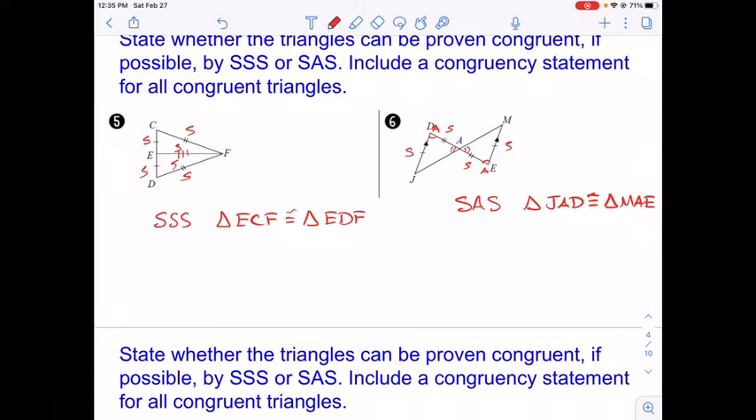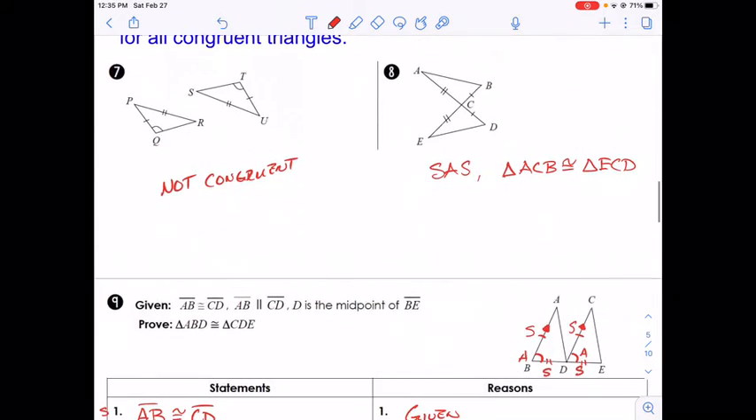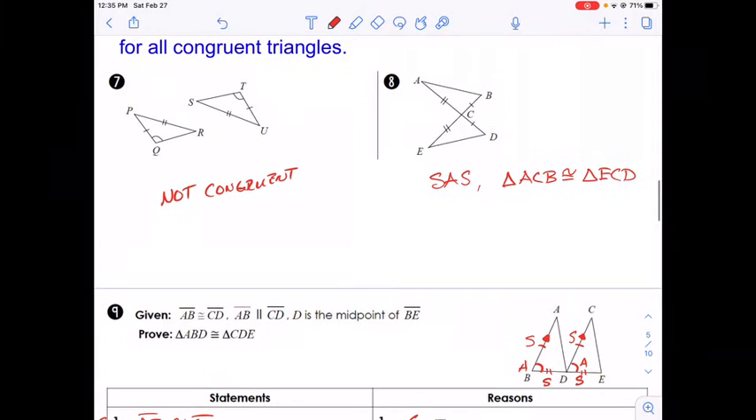So triangle JAD is congruent to triangle MAE. And that's just, once again, matching up congruent corresponding parts. So here, this one here, we have a side, we have an angle, we have a side, and the angle's not between the two sides, so this is not going to be congruent.